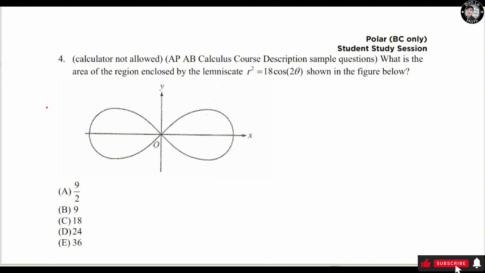Now let's move on to question 4. Calculator is not allowed for this question. Alright, what is the area of the region enclosed by the limaçon, r squared equals 18 cosine 2 theta, shown in the figure below. Alright, so again, at the origin, the radius equals 0, right? So we need to let the radius equal 0 to find the lower limit and upper limit, right?